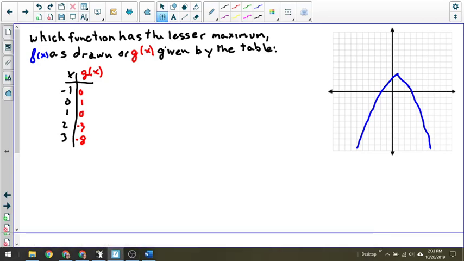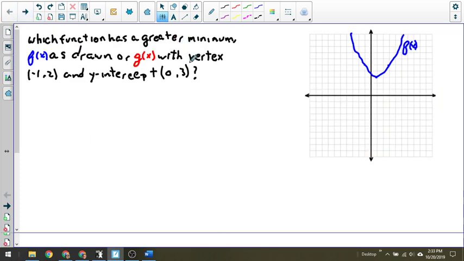So now we know enough about quadratics that we can talk about them and compare them with relatively little information. In this first example, we're going to compare f of x as drawn with g of x. G of x has a vertex at (-1, 2) and an intercept at (0, 3).